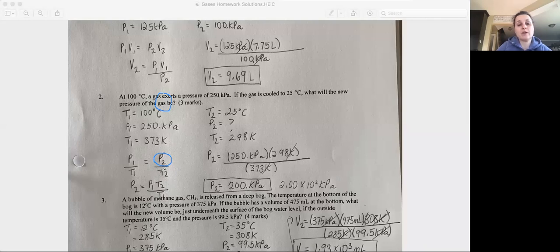I'm just moving the other thing that I want to get rid of to the other side by doing the opposite. So the opposite of division is multiplication, so I'm multiplying it to the other side. So here's my new formula. Now I'm going to plug in 250 kPa times 298 Kelvin over 373 Kelvin gives me 200 kPa to three significant figures. So a better way of actually expressing that is 2.00 times 10 to the 2 kPa.